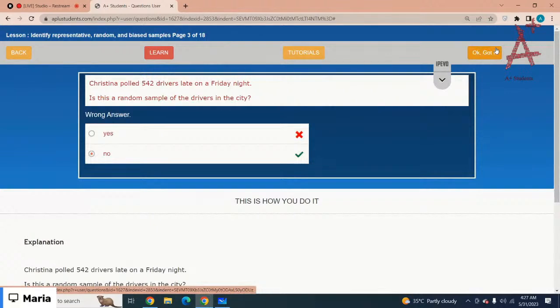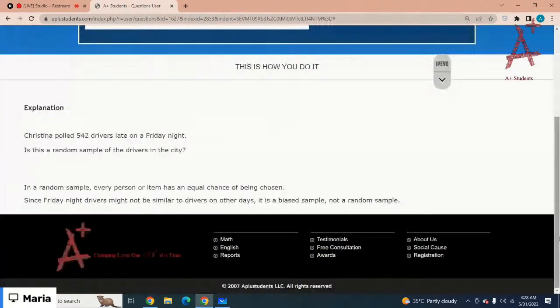Oh, I know. That would be the biased one, I think. Yes, because not everyone has an equal chance to be selected. So that means the drivers she selected might not be similar to the drivers she didn't select. So that would be biased data. The correct option is the biased one.